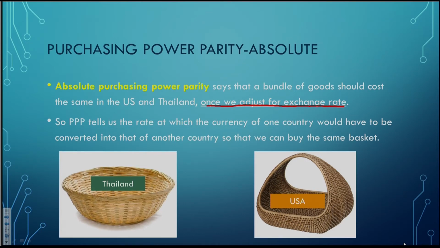Purchasing power parity tells us the rate at which the currency of one country would have to be converted into the currency of another country so that we can buy the same basket. Here I've got a basket for Thailand and a basket for the United States. So what we're basically saying is that purchasing power parity tells us the exchange rate between the Thai baht and the dollar so that I could buy the same bundle of goods in both countries.